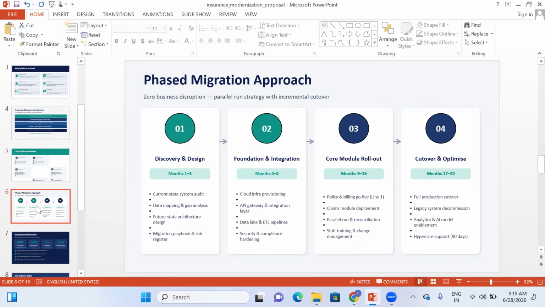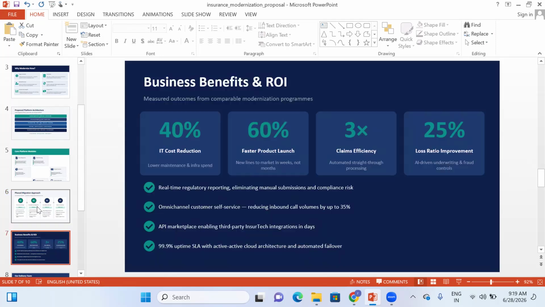Because when we are providing a proposal, the customer will ask what our approach is and how we are following it. This is how the migration steps can generally be explained to the customer, along with what kind of business benefits the customer is expecting, because the customer is investing money. They expect some return on investment out of that. So we have to explain business benefits and return on investment.